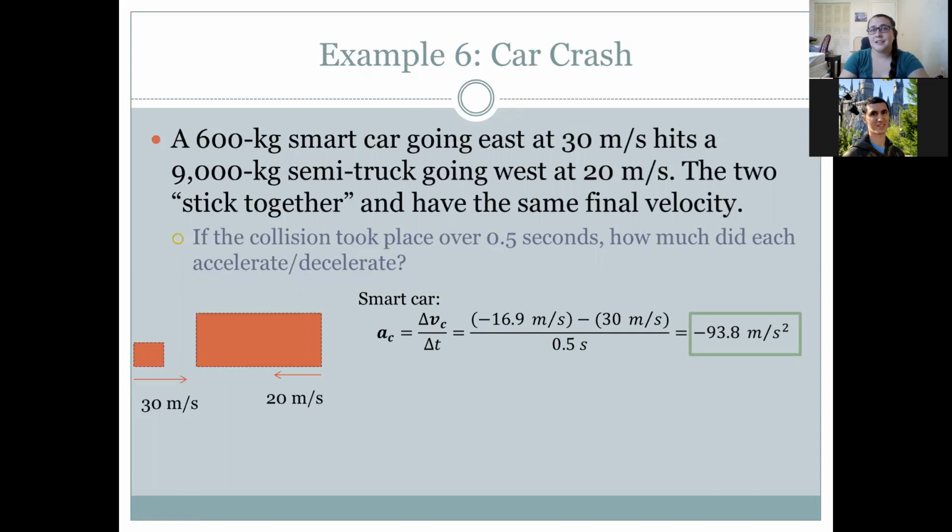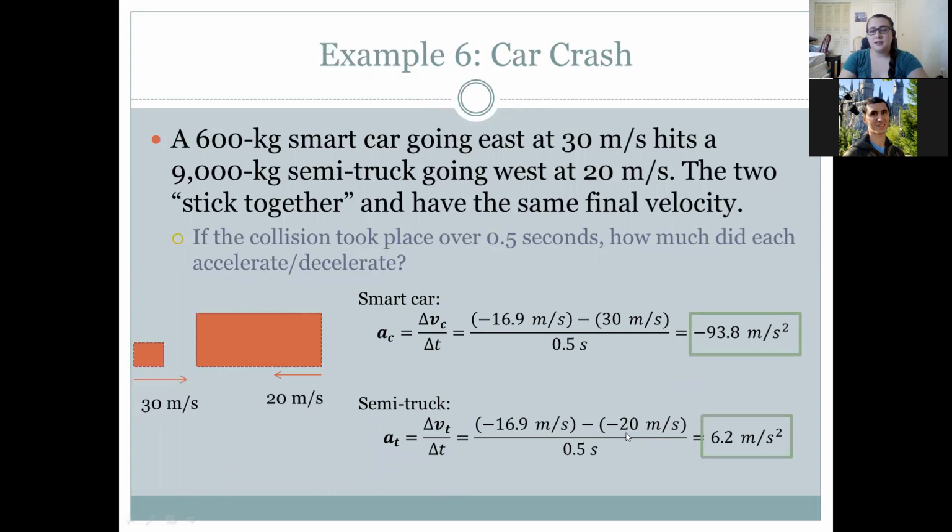That is significant. When we compare this to the semi-truck, which we calculate the same way, but using the truck's initial velocity of negative 20 meters per second, the truck has an acceleration of 6.2 meters per second squared. So there's a significant difference there in the magnitudes of these objects.